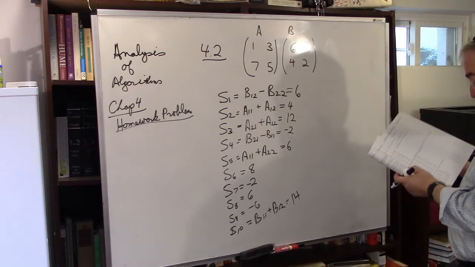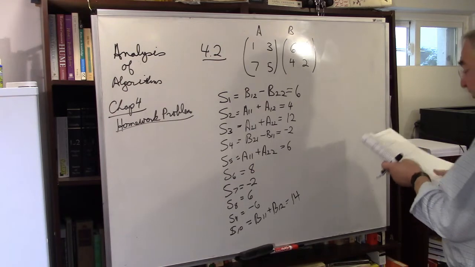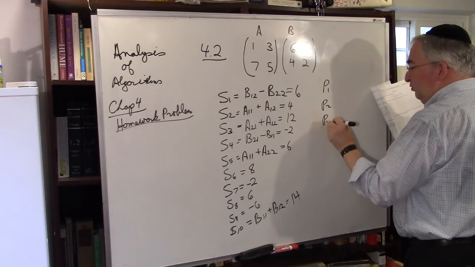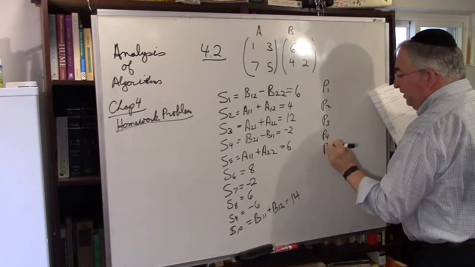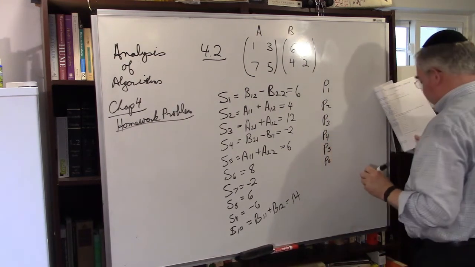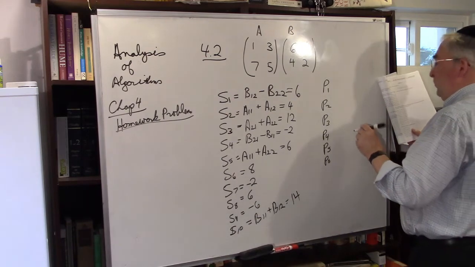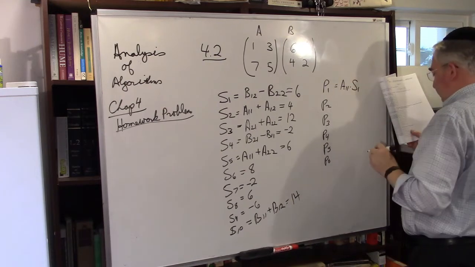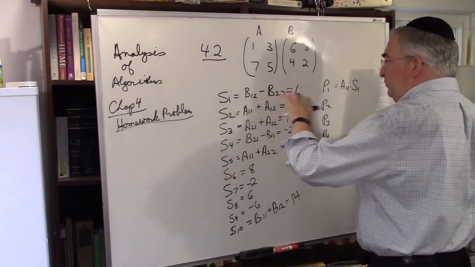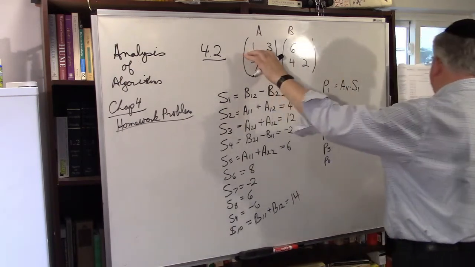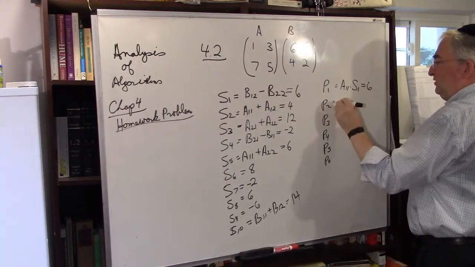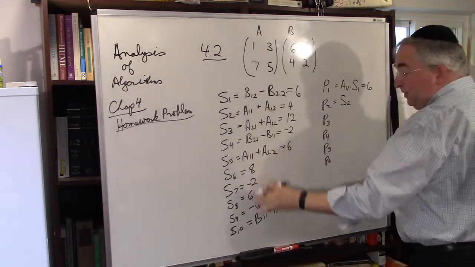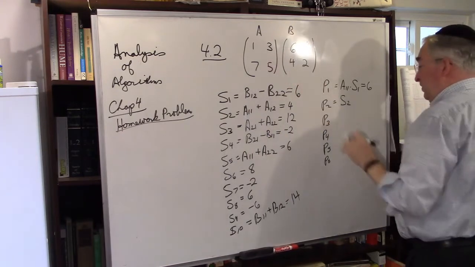And now, we're not finished. Okay, so now you have P1, P2, P3, P4, P5, P6, and this is equal to A11 times S1. Okay, so S1 is 6, A11 is 1, so that's equal to 6. Let's do a few more. You're getting these formulas from the book. You're getting the numbers from here.